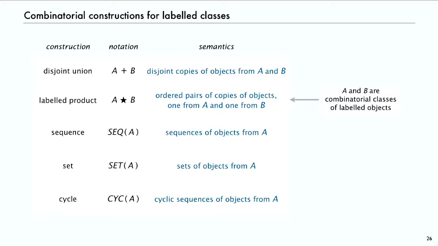Sequence is similar to what we did for unlabeled. It's A plus A star A plus A star star A and so forth. But you could have sets of objects like we did for urns. And you can have objects arranged in a cyclic sequence, for example. So those are the constructions that we can use. A richer set of constructions, and it leads to a much richer set of objects to talk about.